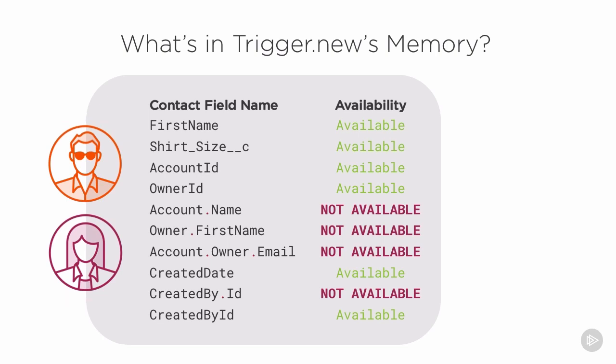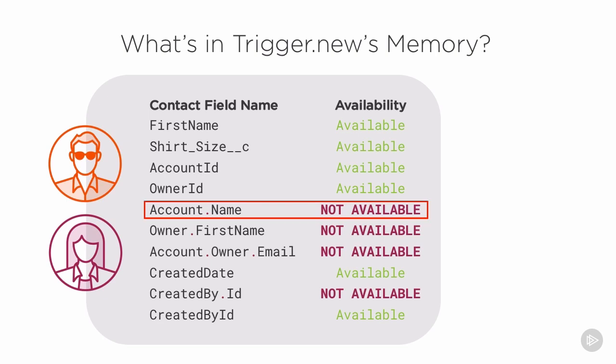But which fields of these contacts are stored? Well, Trigger.new will store only base fields of our contacts. By base fields, I mean all standard and custom fields that exist specifically on the contact object. Fields that exist on other objects that are related to our contact are not included.